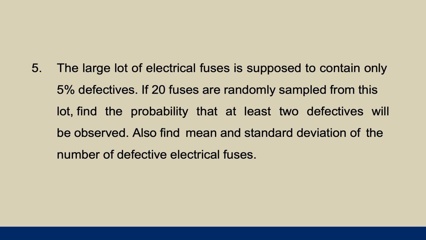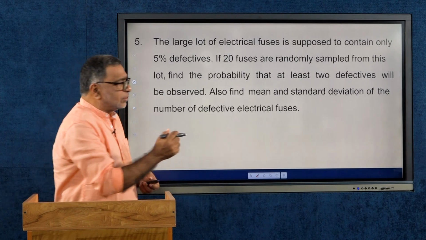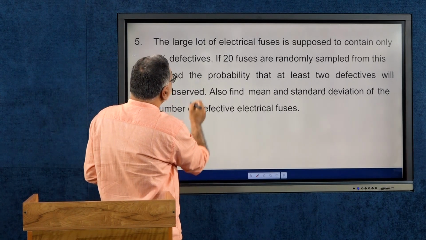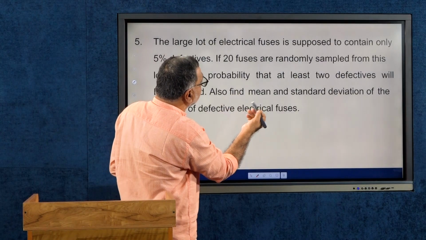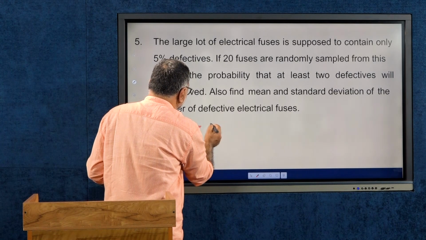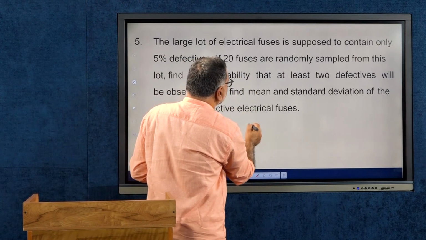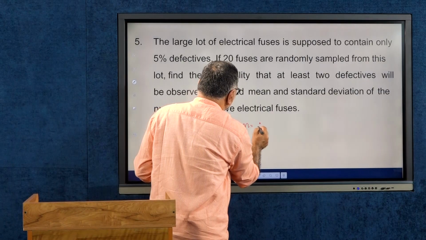Another question, in an industrial field: a large lot of electrical fuses is supposed to contain only 5% defectives. If 20 fuses are randomly sampled from this lot, find the probability that at least 2 defectives will be observed. Here also the problem is similar, I'll give the idea of how we work it out. Here the lot contains 5% defectives, so p, the probability of getting a defective, is 0.05, and 20 fuses are sampled, so n is equal to 20.